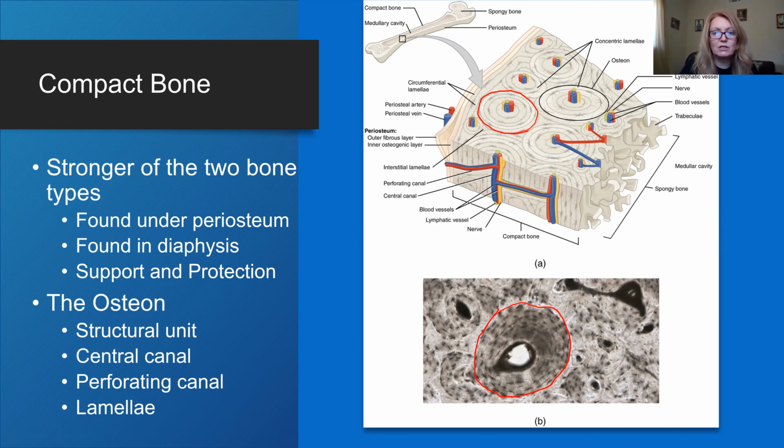That's a structural unit. Inside the osteon, you have the central canal. So this would be a central canal here, or right there. And you can see inside the central canal, you have blood vessels, you have nerves. And then we have the perforating canal. So this, for example, that's a perforating canal. And you also have blood vessels and nerves inside the perforating canal.